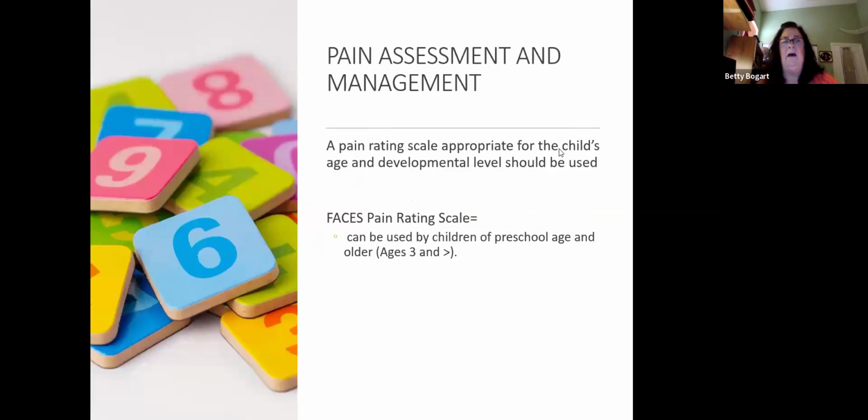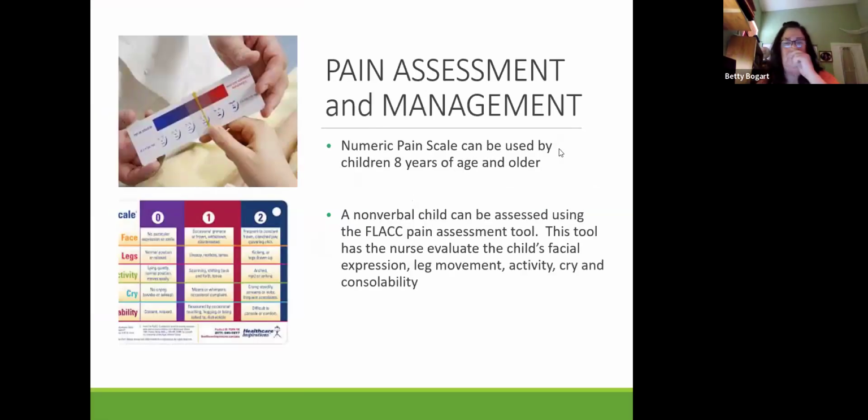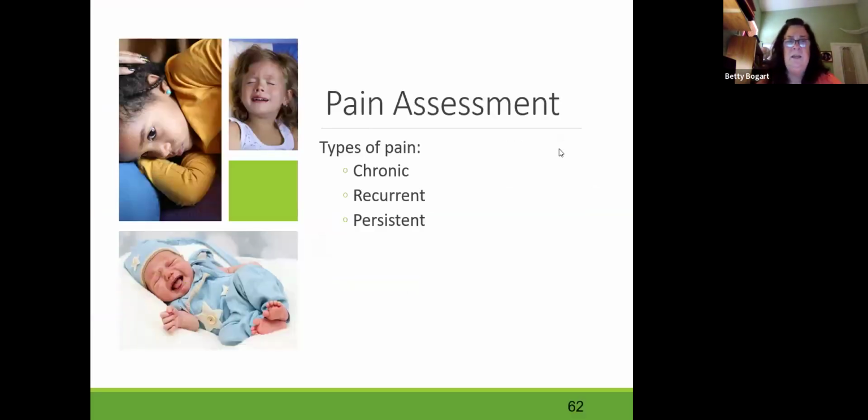So, pain rating scale, make sure you use what's appropriate. Faces, it's 3 and up. Okay. At age 8, they say it's numeric. And then FLACC, as I said, is for nonverbal children and also those children who can't tell you, like the infant. Now, there's all sorts of pain that we can have. We can have chronic pain, recurrent pain, persistent pain, sickle cell pain. We could have a fractured arm, or we can have pain that we just can't get control of.